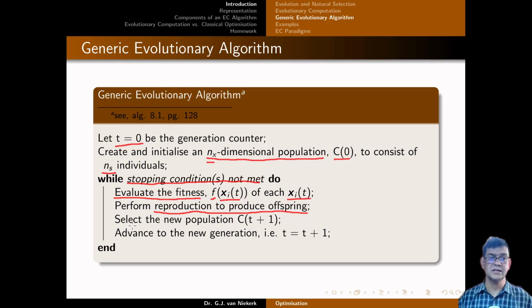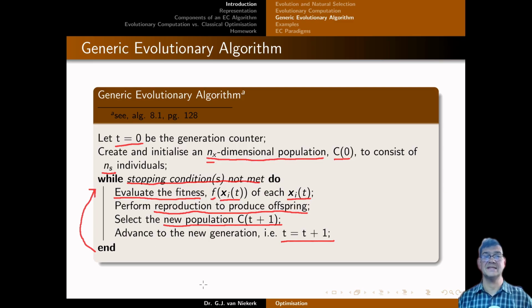And once you've done all that, you select a new population C(t+1). So those that will survive and those that will be culled. And then, of course, you advance to the next generation, t equals t plus 1. And wash, rinse, repeat. This whole process keeps on repeating. And that is your generic evolutionary algorithm. And most of the other paradigms that we're going to have a look at, genetic algorithms, genetic programming, differential evolution, take this and adapt it slightly for the purposes of that technique. But this, in essence, is the basic generic evolutionary algorithm.